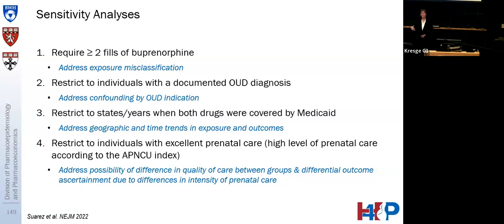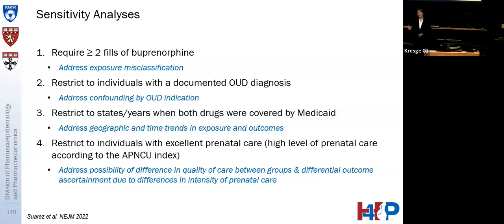And there are a number of sensitivity analyses that are conducted to make sure that we reduce the likelihood of residual confounding. So in this case, we restricted the cohort to individuals with a documented diagnosis of opioid use disorder, even though we have restricted the exposure to formulations used for OUD treatment and not for pain treatment. But it's again trying to be more specific and really get a handle on the confounding. We restricted to states and years when both drugs were covered by Medicaid, and this was done to address any potential geographic or time trends in exposures and outcomes.